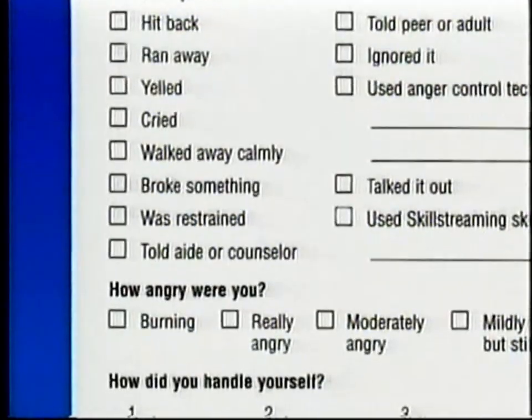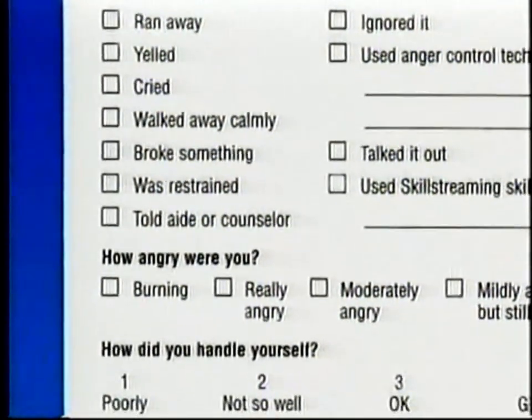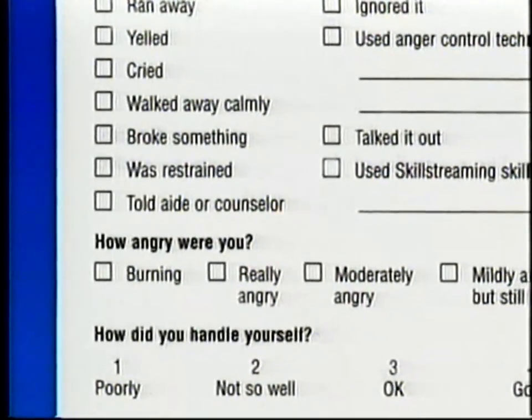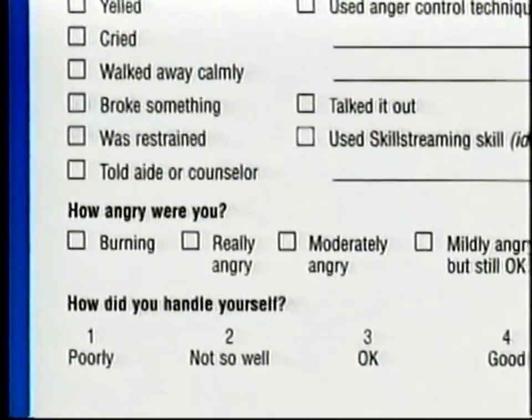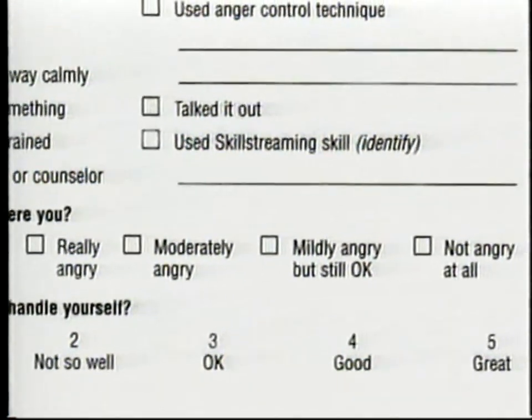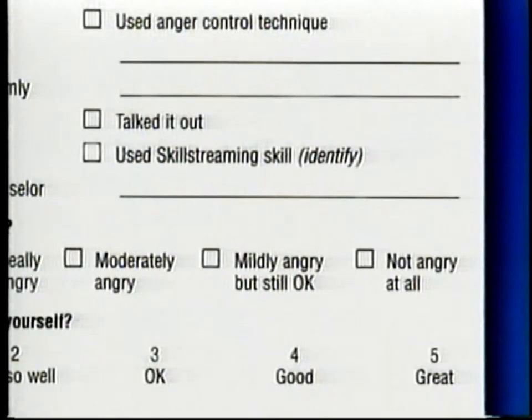And the last 2 lines of the hassle log ask you to evaluate how angry you were, and also how you think you handled yourself. That's what we call a self-reflection or a self-critique. How did you do with your anger? Does anybody have any questions about this? You can fill out 1 if you only have 1 hassle in a week. You could fill out 3 if you get hassled 3 times in a week.